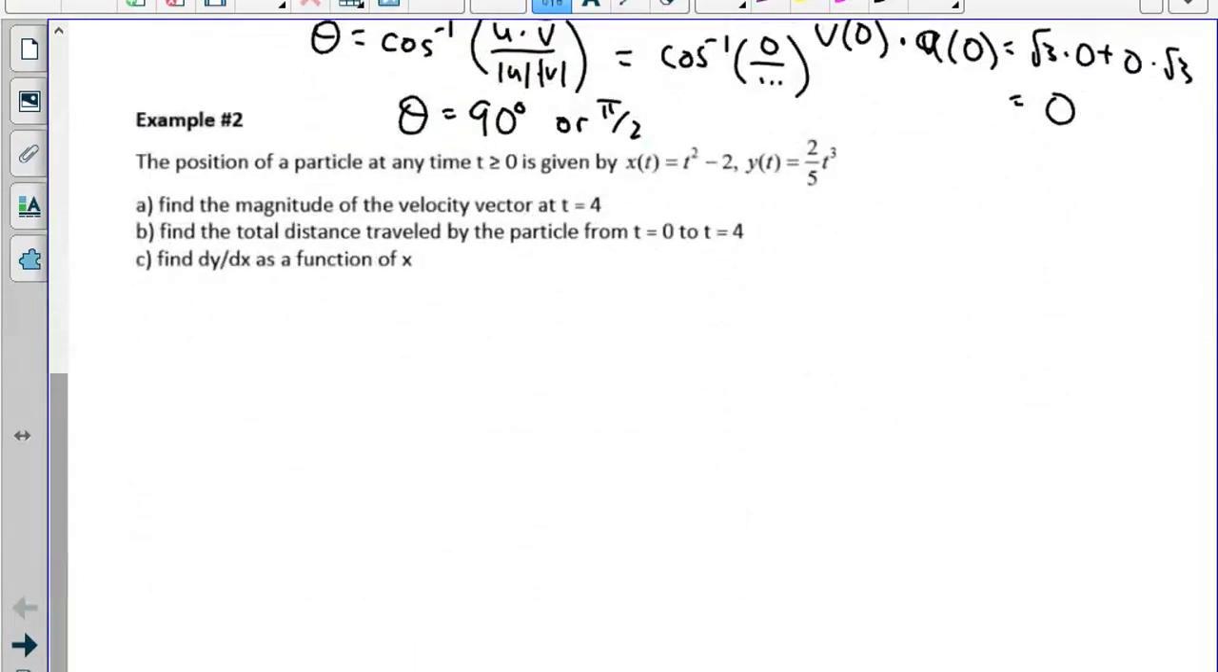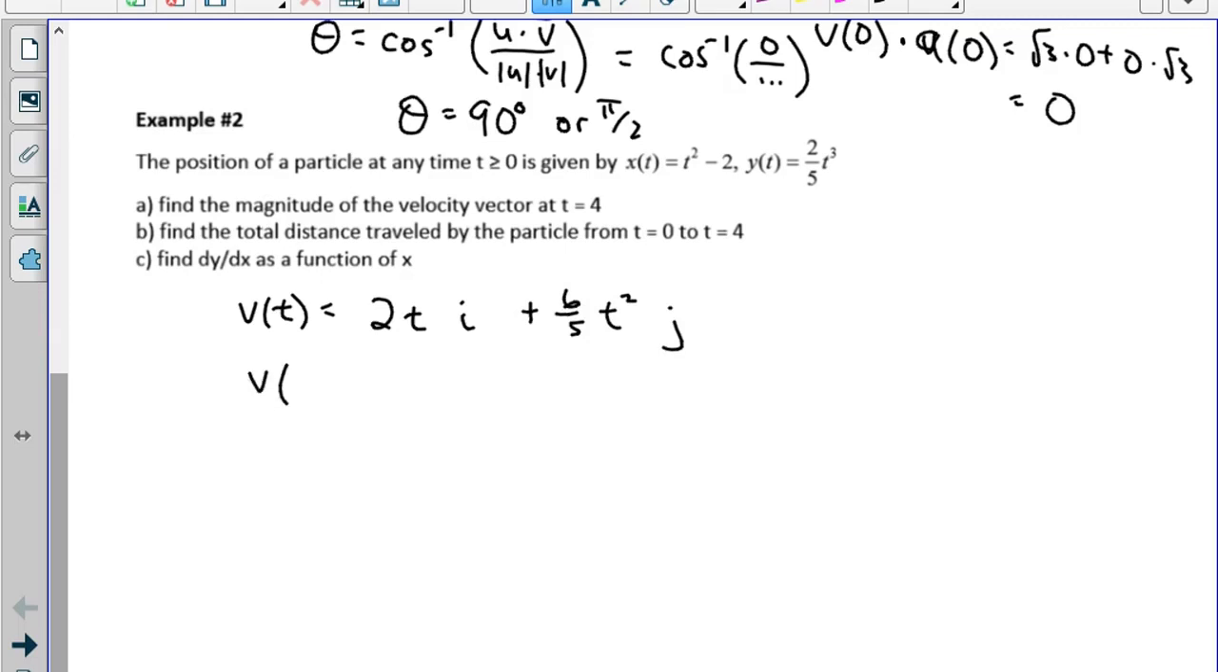Problem 2. Position of a particle at any time t greater than or equal to 0 is given by x of t and y of t as given there. Find the magnitude of the velocity vector at t is 4. So v of t, I'll write that in component form. Actually, I'll write it with i's and j's just for fun. So we have 2t i plus 6/5 t squared j.